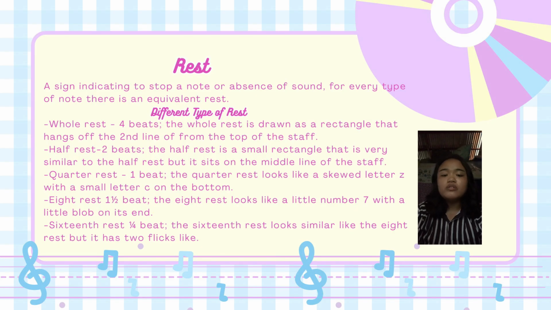Third is the quarter rest, 1 beat. The quarter rest looks like a script letter Z with a small letter C on the bottom. Fourth is the 8th rest, 1/2 beat. The 8th rest looks like a little number 7 with a little blob on its end. Fifth is the 16th rest, 1/4 beat. The 16th rest looks similar to the 8th rest, but it has 2 flicks.